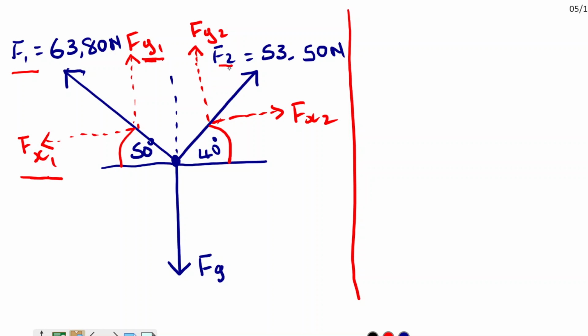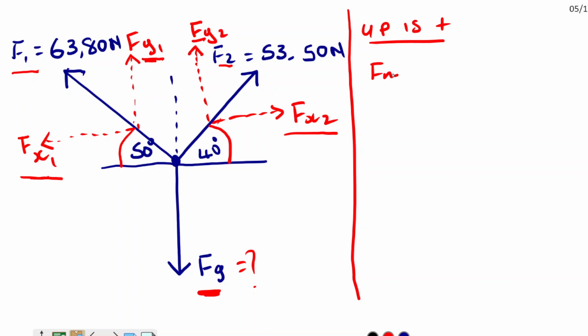And this F2 also has two components: Fx2, and a vertical component, Fy2. So now I want to find out what my Fg is. I'm going to look at the vertical vectors that I have. I have two vectors pointing upwards, and one vector pointing downwards. So in this method, I'm going to take up as positive.